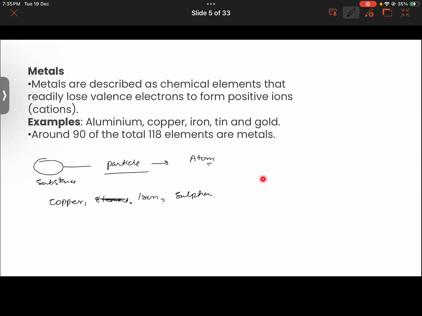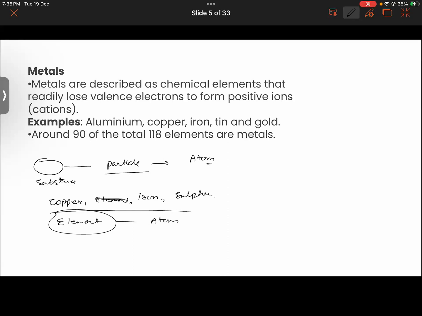By the usual method of chemical reactions, that is, by heating it, or by passing electricity through it, electrolysis, it cannot be broken down further. So we call it an element. And what is the smallest particle of an element? Atom. The smallest particle of an element is called an atom.